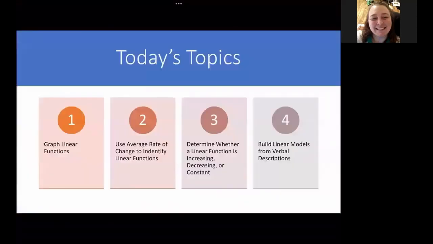So today's topics, first we're going to graph linear functions. We're going to go back and revisit that a little bit from before. We're going to revisit that average rate of change equation that we talked about, and we're going to use it in order to identify whether a function is linear or not. Then we're going to find a way to determine whether this function is increasing, decreasing, or constant. And then finally, we're going to do some word problems.